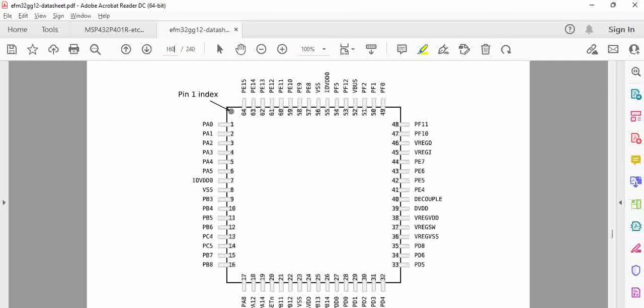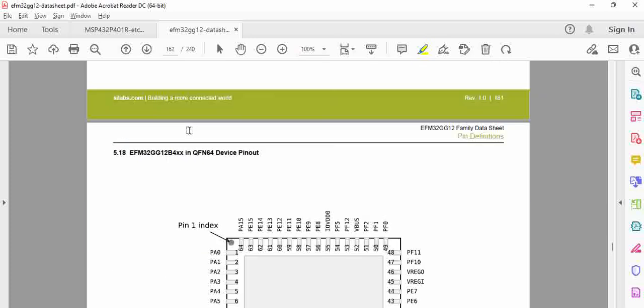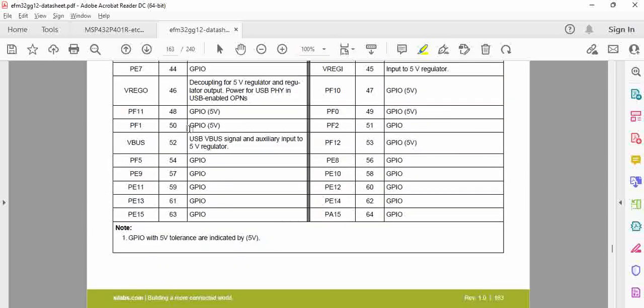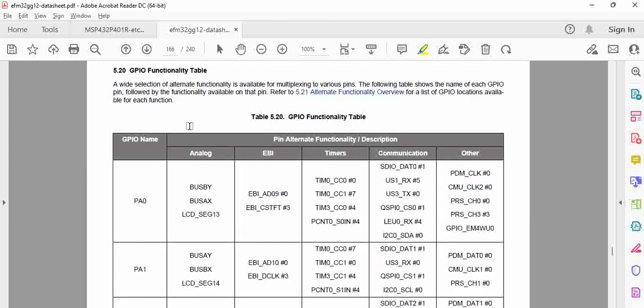Like for example, I think there is a sheet which mentions multiplexing operations. Yeah, so if you can see here, this is the functionality table, the GPIO functionality table. For example, if you take PA0, PA0 has these many functionalities multiplexed with it.